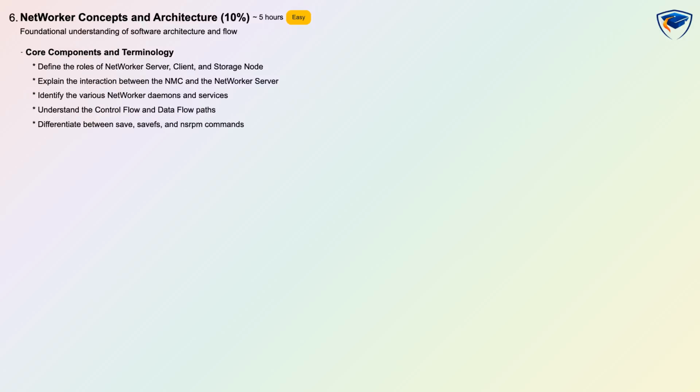Networker Concepts and Architecture is 10%, easy, with about 5 hours of conceptual and scenario-based study to solidify foundational knowledge. You will define core components and terminology, including the roles of the Networker server, client, and storage node and how the NMC interacts with the server.